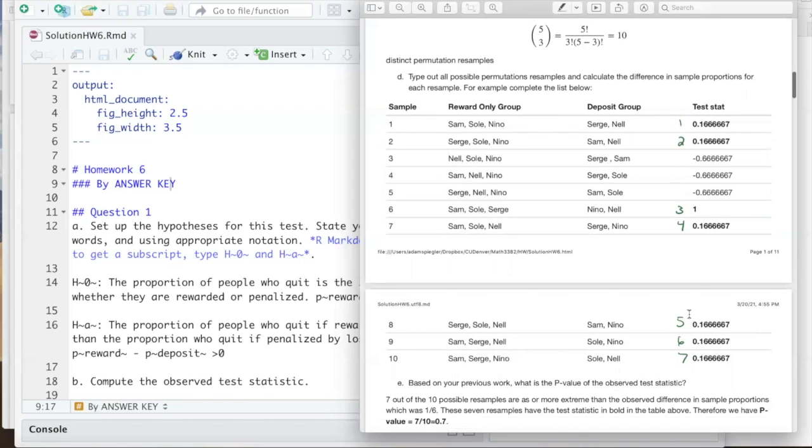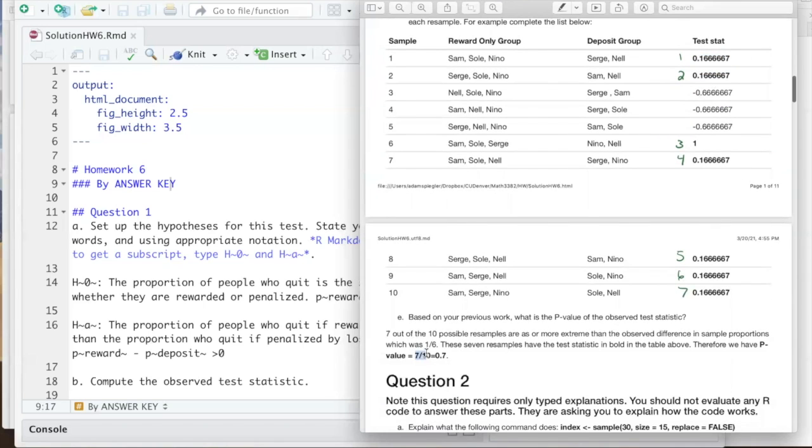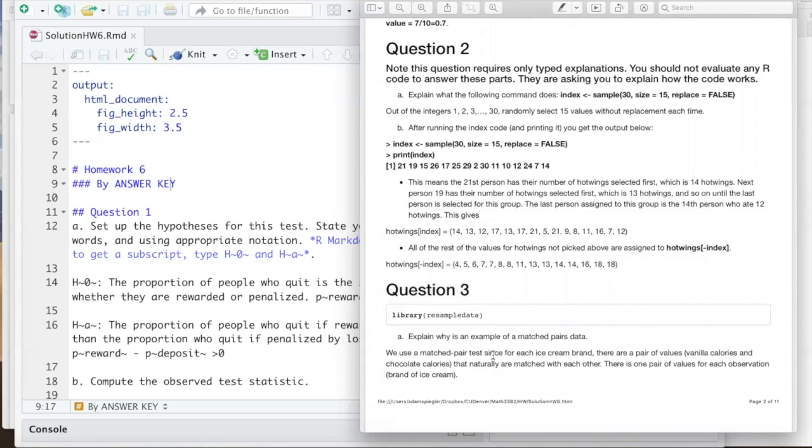They're listed 1, 2, 3, 4, 5, 6, up to 7. So 7 out of the 10 samples were as or more extreme than the one that we observed. So our p-value here would be 7 out of 10. No real comments on question number 2. That seemed to go well for most people. So I'll leave that for you if you have questions to check back in with me.